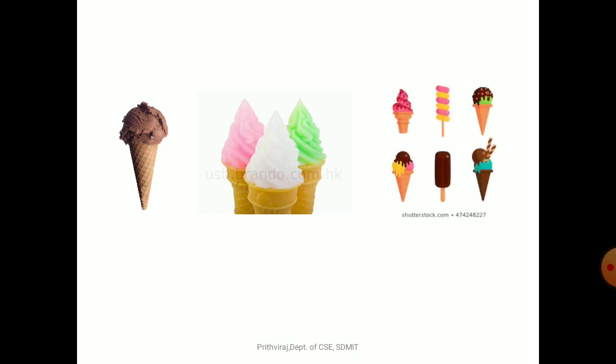Here we have three different sets of ice cream. In set 1, I have one single ice cream. In set 2, we have three ice creams. And in set 3, I have totally 6 ice creams. And the deadlines are given for each and every individual set. For set 1, deadline 1; set 2, deadline 2; and set 3, deadline is 2.